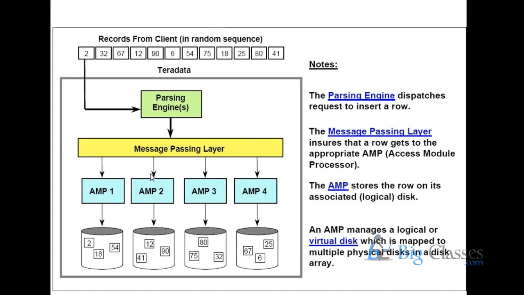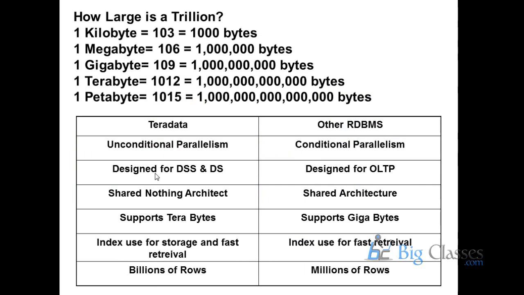That's the reason we say it's a shared nothing architecture, and that is one of the major differences between Teradata and other RDBMS. When someone asks you what is the difference in Teradata architecture, we can say Teradata is a shared nothing architecture. The data is not shared across the AMPs. And terabyte, it's 10 power 12 bytes, 1000 GB. 1000 GB we call a terabyte.